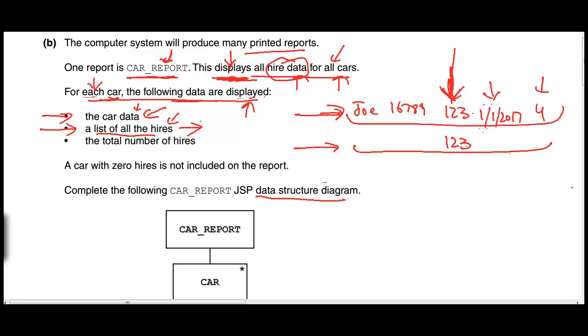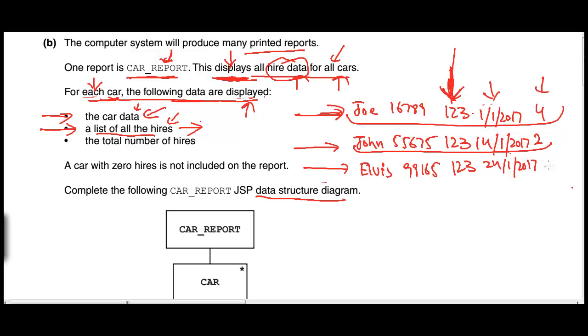So we'll have more transactions with more customers like John, for example, with 55675 as the ID, and let's say he hired the car on the 14th of January 2017. He hired it for 2 days, right? And then this car was hired by Elvis, whose ID number was 99165. His car registration number was once again the same, 123, and he hired this car on the 24th of January 2017 for 4 days, right? So we'll have multiple transactions of a single car in our file whenever this car gets hired, right?